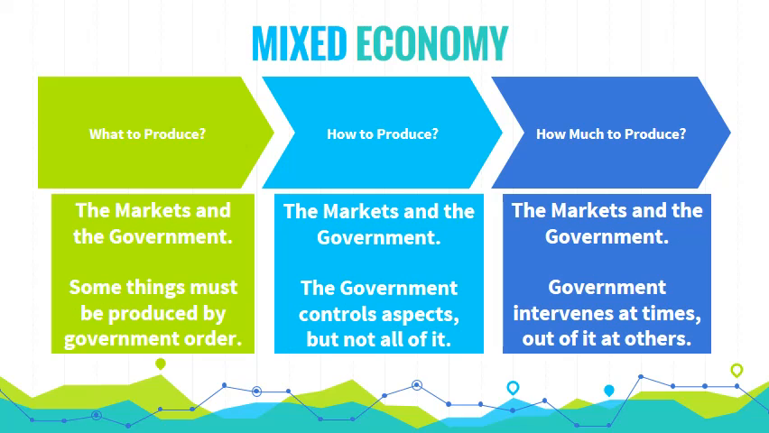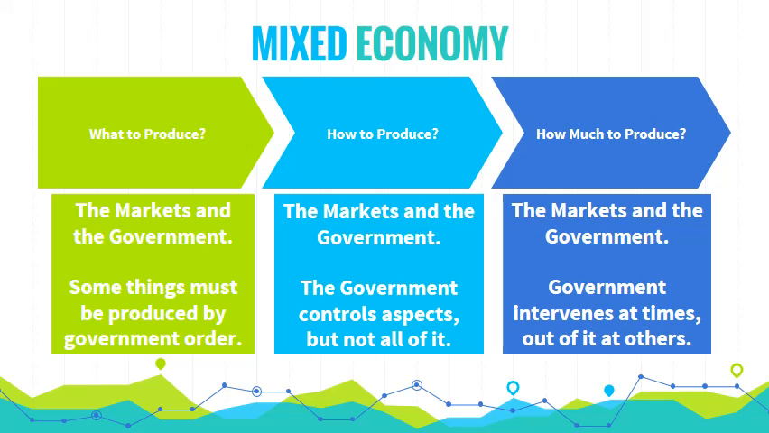The last type is the mixed economy, so what to produce. The markets and the government decide this in combination. Some things might be done. In the United States, for instance, the government subsidizes the price of milk. We see subsidies put in place where the government says it's important that milk does not exceed $4 a gallon. And in exchange, if the farmer's cost is $5 a gallon, we'll give the farmer $1 from the government for every gallon of milk they produce. And that's basically what you see.